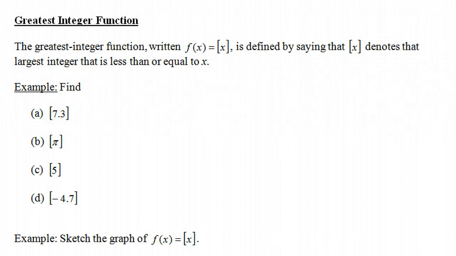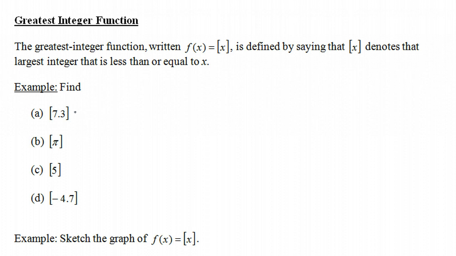In this video, we're going to talk about the greatest integer function. Now, the greatest integer function is defined by saying that this notation here, with x in these brackets, denotes the largest integer that is less than or equal to x. Okay, let's look at an example.